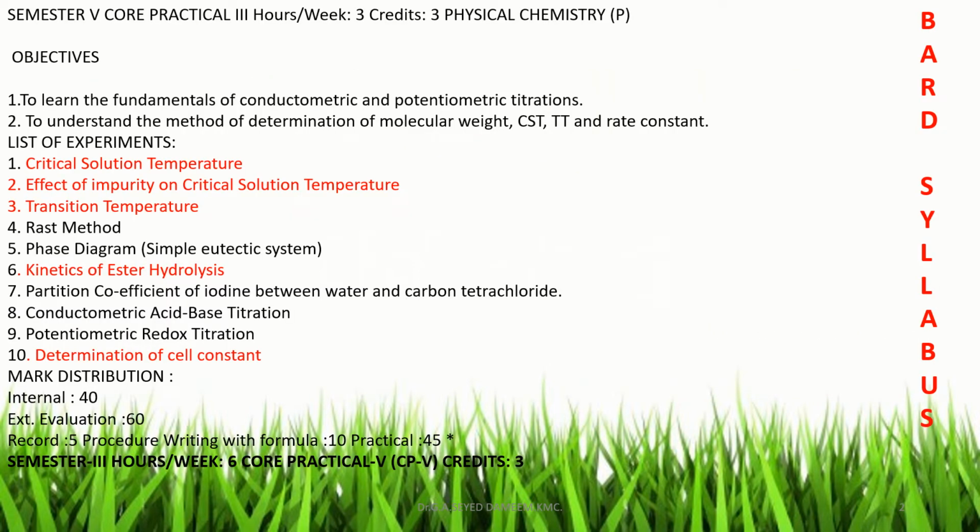This slide shows the physical chemistry practical syllabus of our university for third BSc chemistry students. I have already discussed 5 experiments, which are given in red letters, and the remaining 5 experiments are discussed in this presentation under cycle 2. What are the experiments? Rast method, phase diagram of a simple eutectic system, partition coefficient, conductometric titration, and potentiometric redox titrations. These 5 experiments are discussed under cycle 2.